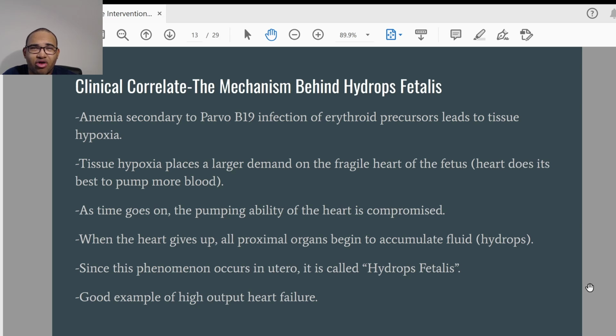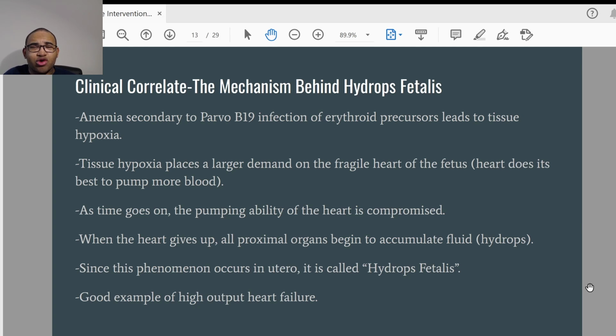So the thing is, if the heart craps out, fluid will begin to accumulate because the heart is no longer pumping blood forward as well as it should. So fluid will accumulate in all the areas of the body, and the kid's body would swell, right? That's why it's called hydrops fetalis. It's a swelling of the body of a fetus, right?